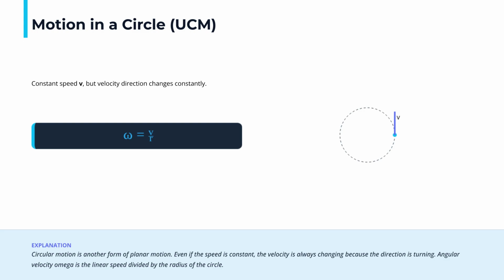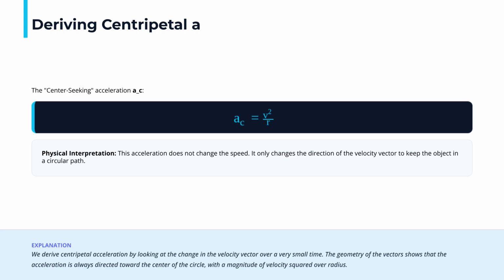In uniform circular motion, speed is constant, but velocity changes constantly because the direction turns. Angular velocity is the linear speed divided by the radius of the circle. Centripetal acceleration is derived from the change in the velocity vector. The geometry shows the acceleration is always directed toward the center, with a magnitude of velocity squared over radius.